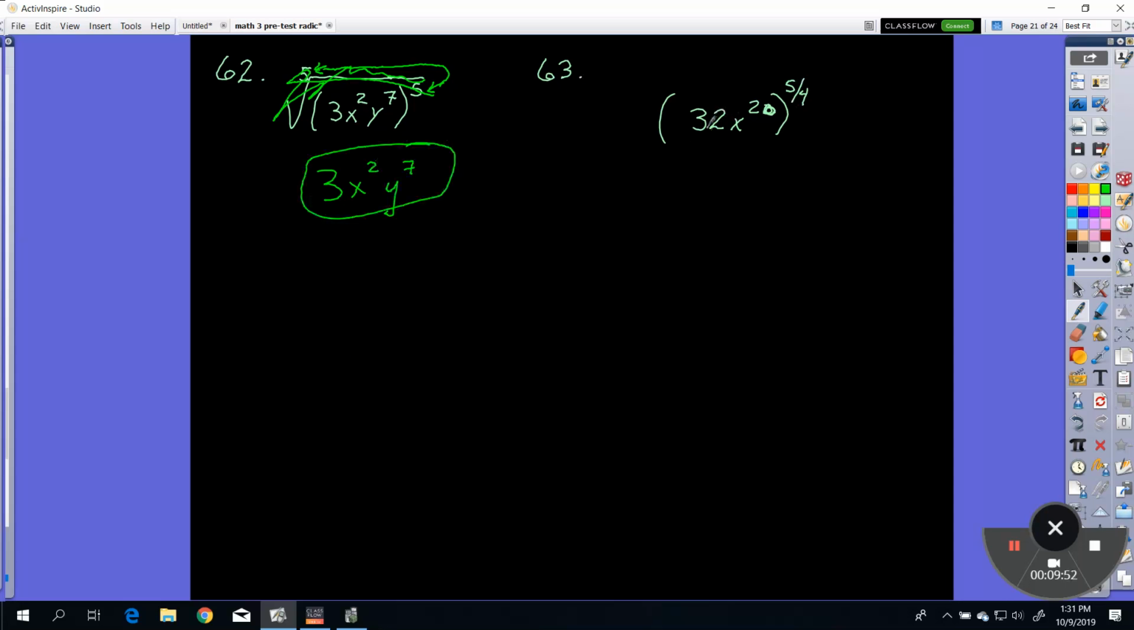So 63 is like the problem we did previously where I take the 5/4 to both of them. So 32 to the 5/4, x to the 20th times 5/4. So the 20 and 5/4, I'm going to cross cancel. Each of those are divisible by 4. So 4 divided by 4 is 1. 20 divided by 4 is 5. So 5 times 5 makes 25.